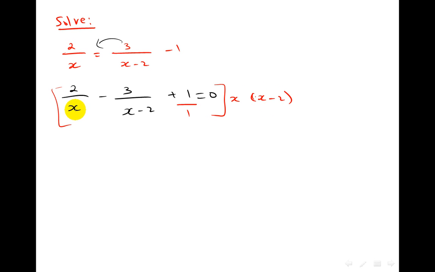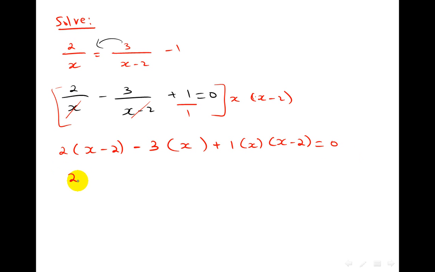So 2 over x multiplied with this one, the x will be cancelled with this x, so what will be left? x minus 2 will be multiplied with 2. So 2 times x minus 2 minus 3 times what? This x minus 2 will be cancelled with x minus 2, so 3 is going to be multiplied with x plus 1. Here there is nothing to be cancelled out, so 1 will be multiplied with x and with x minus 2. And once you multiply this one with 0, it will give you again 0. So now I'll open the brackets. 2 times x is 2x, 2 times negative 2 is negative 4, negative 3 times x is negative 3x, plus, here once you multiply anything by 1 it doesn't make any difference, so multiply x with x will give you x squared, and x times negative 2 will give you negative 2x equals 0.